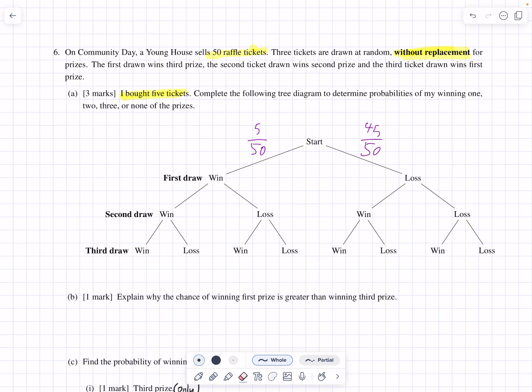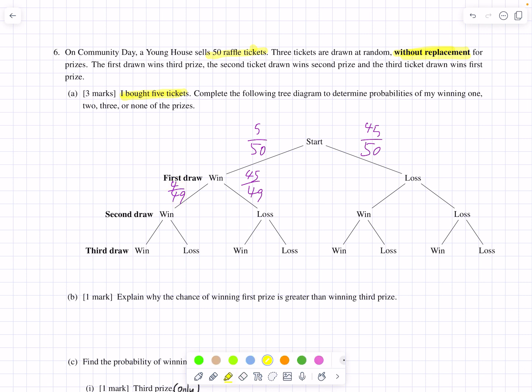So moving down after the first draw, let's look at what happens if we have a win on the first draw and there's a chance of winning on the second or losing on the second. We've got without replacement, so there's actually only 49 tickets remaining. So what happens if we've got a win-win? Well, this tree diagram is showing that there was 5 tickets on the first draw, and if this person won, there's only 4 possible chances of them winning out of 49 on the second draw, which means we've got 45 chances of losing or not winning. So we need to have 4 out of 49 and 45 out of 49 to add up to 49 out of 49.